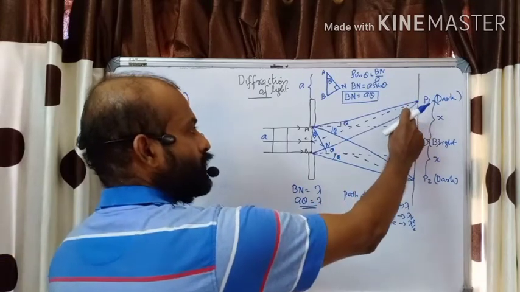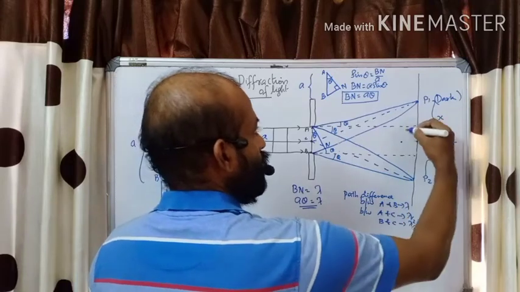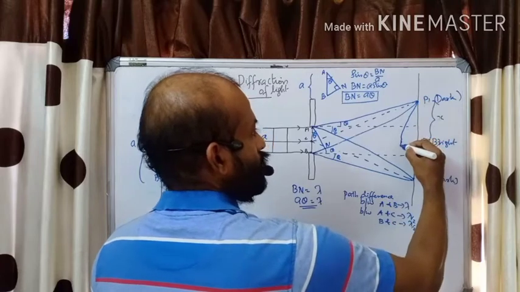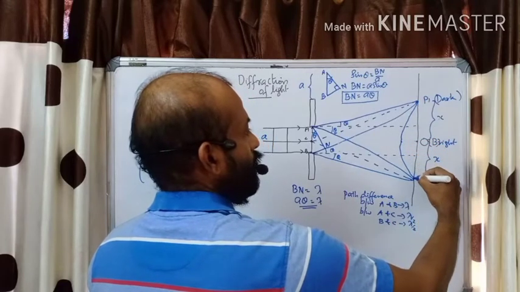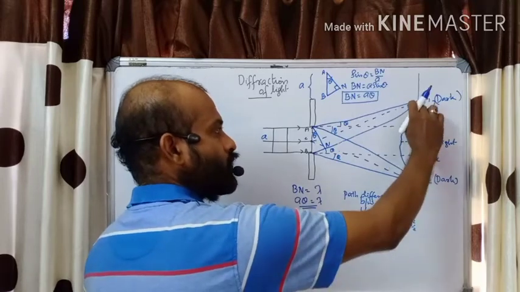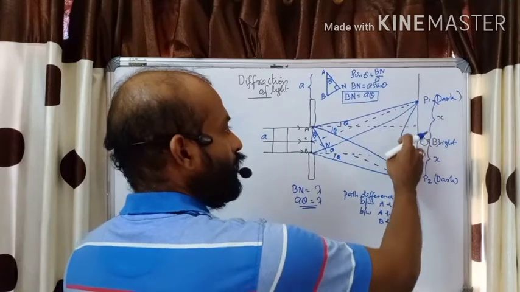Up to this region, we have maximum intensity, maximum brightness. The brightness goes on decreasing, and here we have dark. Here also the brightness goes on decreasing. This point corresponds to the maximum brightness region, and the brightness goes on decreasing. This is called the central maximum.